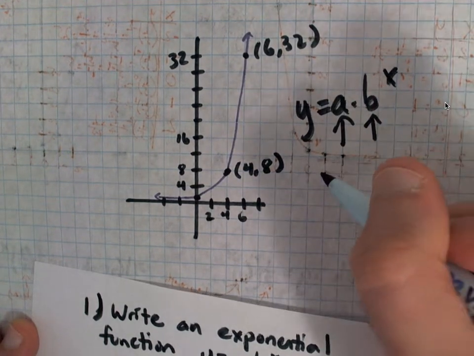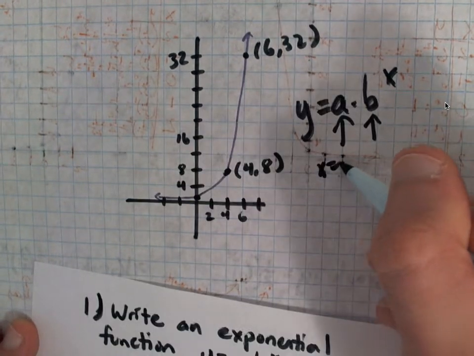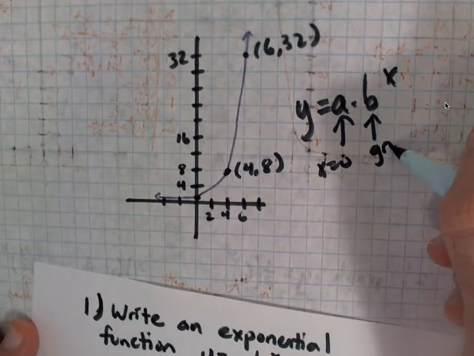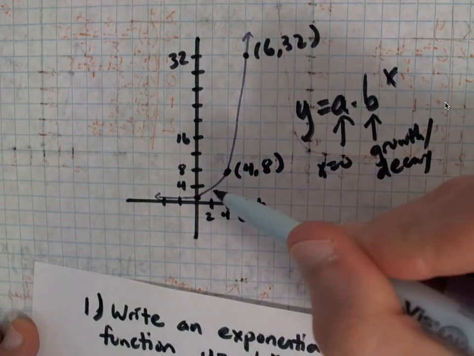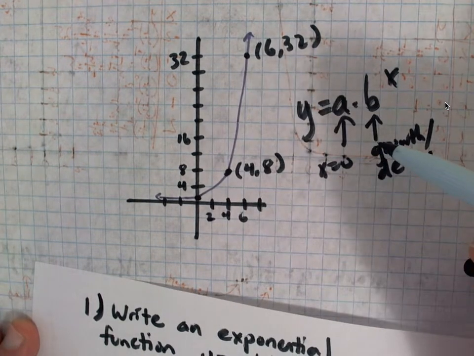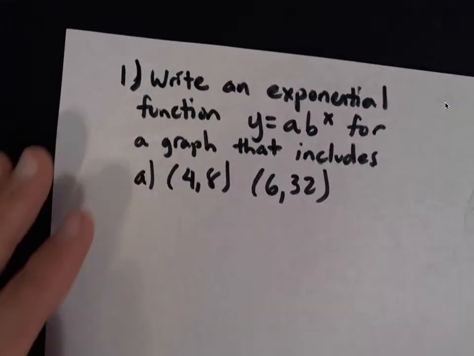Remember, a indicates my initial value at x equals 0, and b indicates my growth or my decay factor. Looking at the graph, it's probably going to be bigger than 1, looks like a growth factor. But let's go ahead and try this.